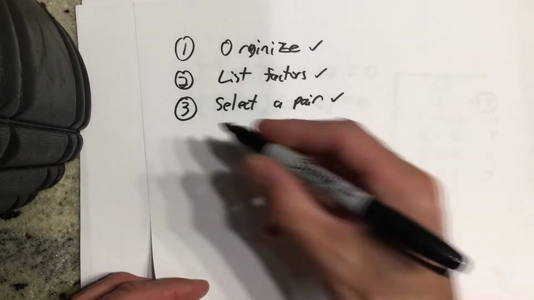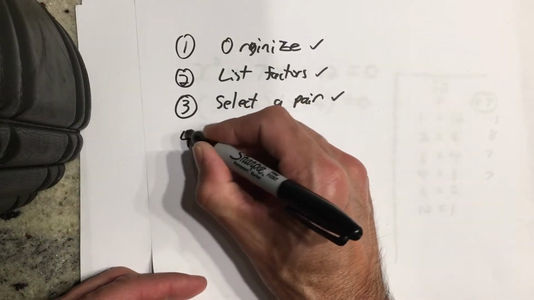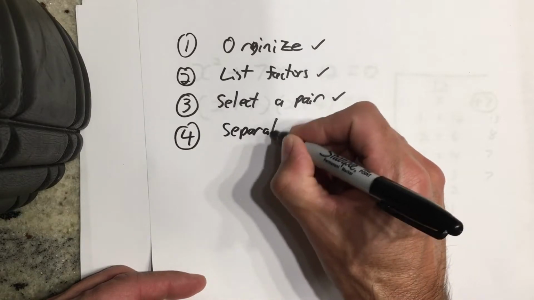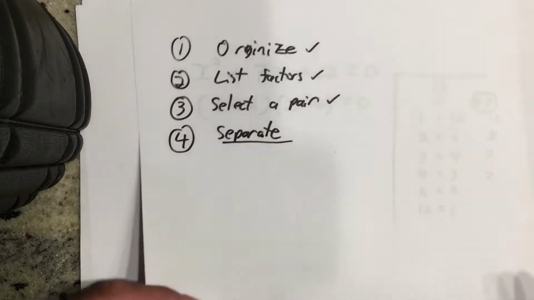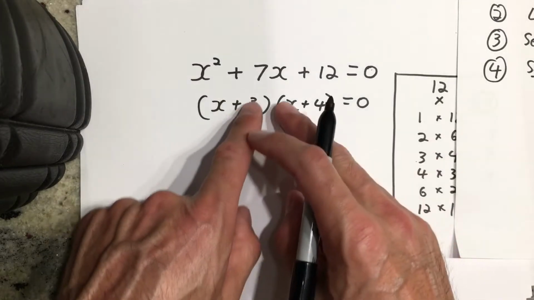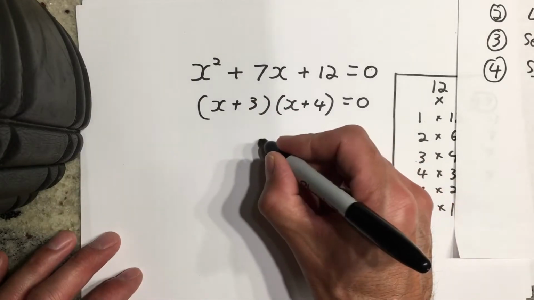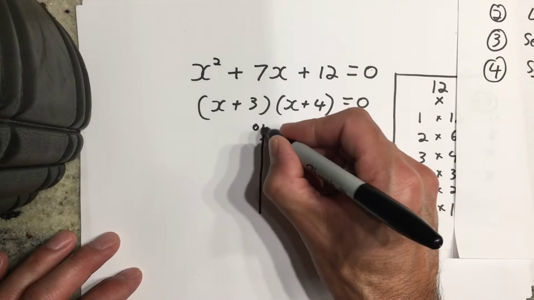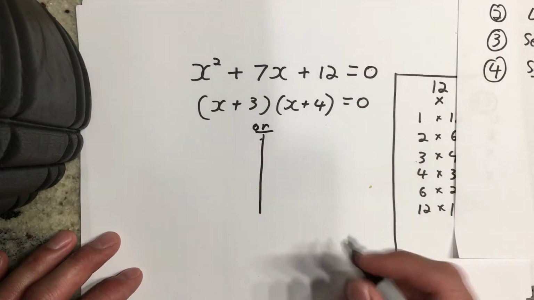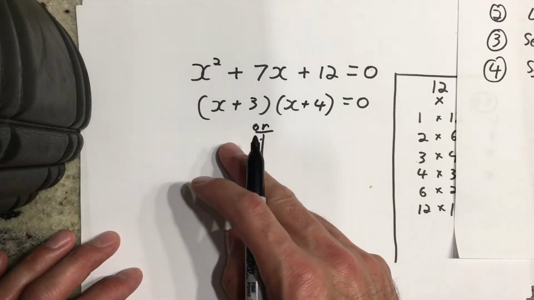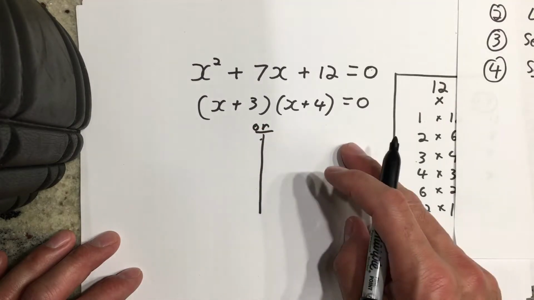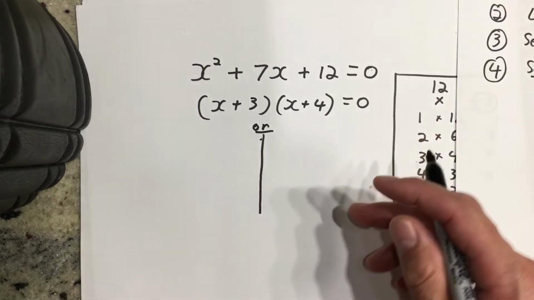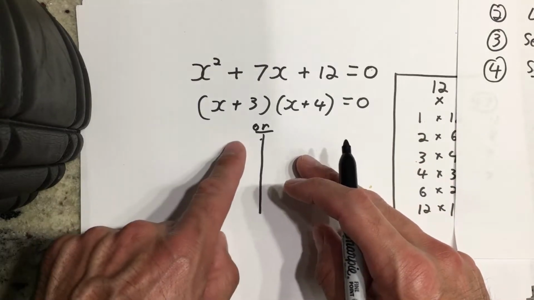Okay, now for step 4. We're going to separate. We're now going to separate these factors with a line. Draw a line straight down, and I like to write the word or. The word or means it could be whatever I put here or whatever I put there. You don't want to use the word and because they can't both be true at once. It's either our solution is this or that.